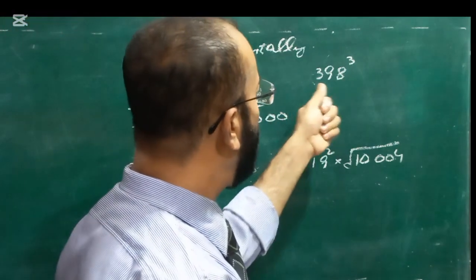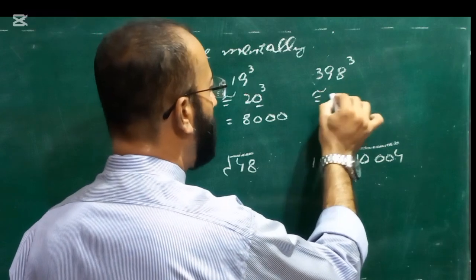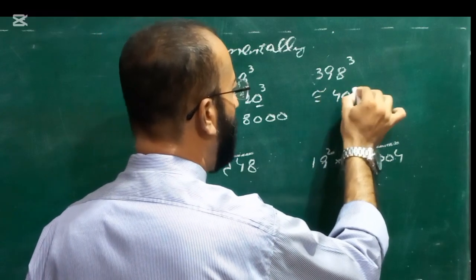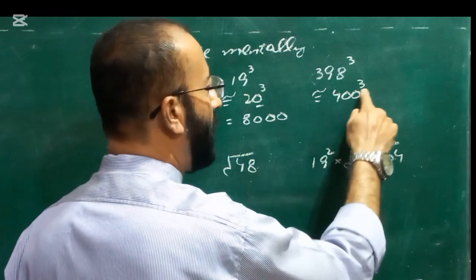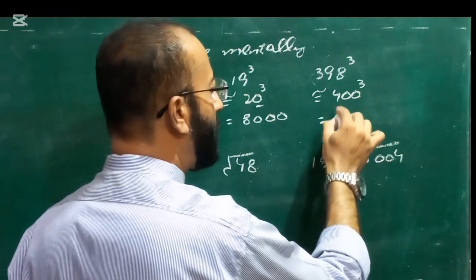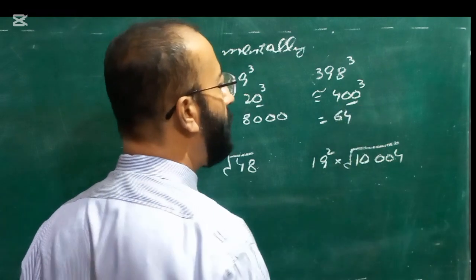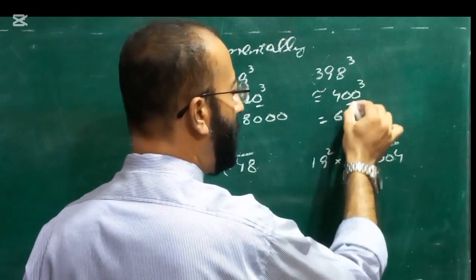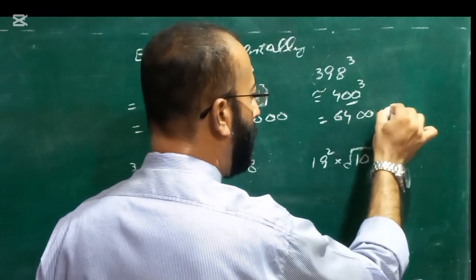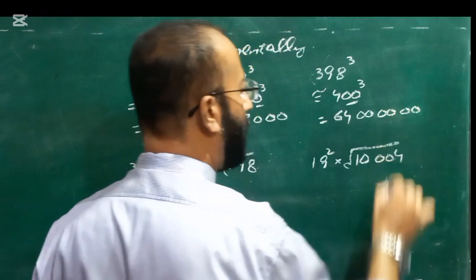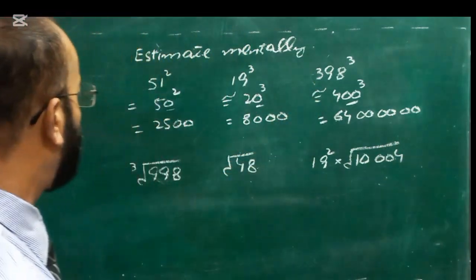Likewise, we will round off this number to nearest 100. So this number will be 400. This cube is as it is. Now we will take the cube of 4. So 4 4's are 16 and 16 4's are 64. And here are 2 zeros given and cube is there. So these 2 zeros will be written 3 times. So look, 1 time, 2 time and 3 time. So this is the answer of this number.